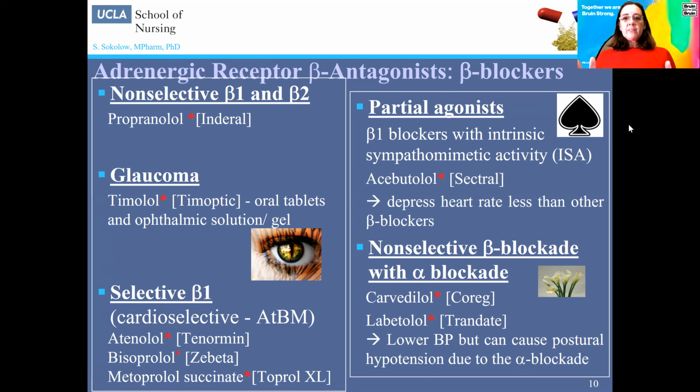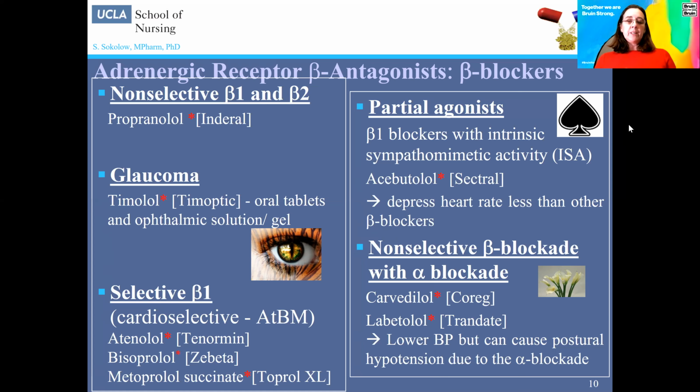So these are the drugs that are adrenergic receptor beta antagonists, but we call them beta blockers. I'm sure you already heard the term beta blockers, and you know that beta blockers have a lot of indications for the cardiovascular system. You have, of course, different types of beta blockers. The older ones were non-selective, which means they could bind to both beta 1 and beta 2.